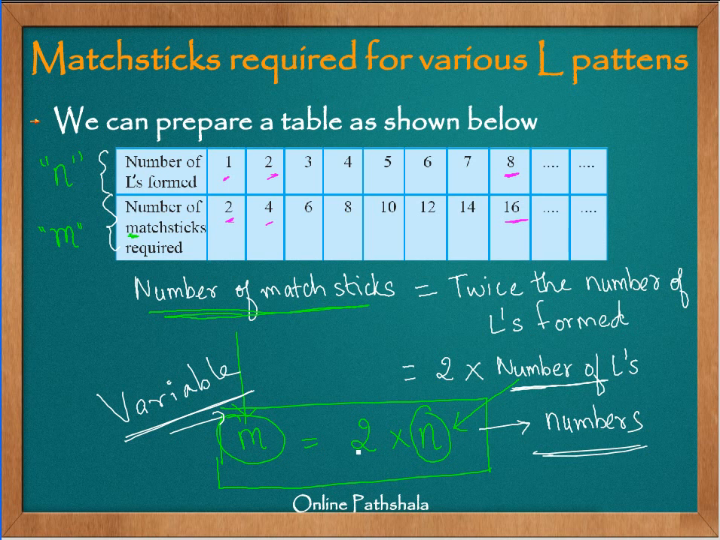The second thing about them is that when I use these letters to represent numbers, it means that there is no fixed value. n can take on any value. That is n because it says number of L's. So I can say that I want to make 6 L's. In that case, n becomes 6, and when n becomes 6, m will become 12. So the other important property of a variable is that it does not take any fixed value. It can have different values. On the other hand, here 2 is not a variable, it's a fixed number. 2 means 2. There is no ambiguity, but n could vary.